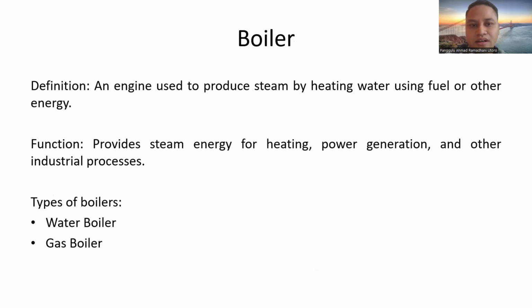Okay, the second one we talk about is the boiler. Did you know about the boiler before? Okay, a boiler is an engine used to produce steam by heating water using fuel or other energy. So, how about the function of the boiler? Of course, to provide steam energy for heating, power generation, and other industrial processes. We have two types of boiler: the first is the water boiler and the second is the gas boiler.